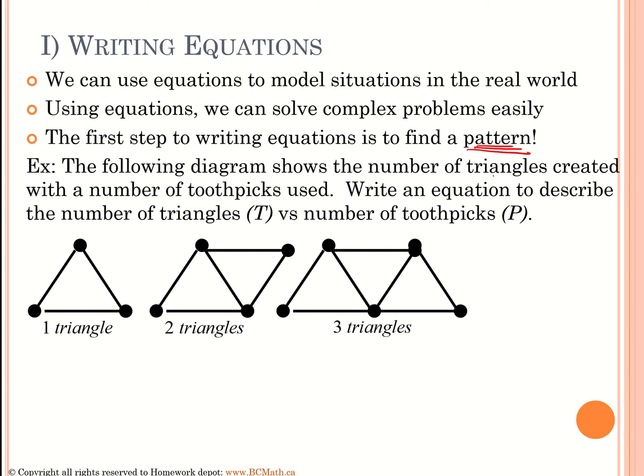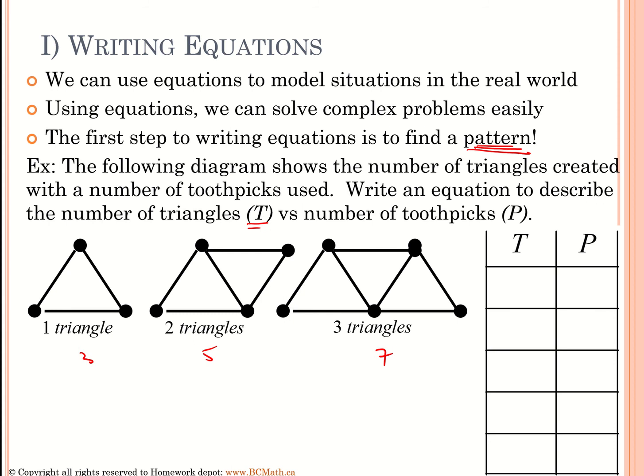What I want you to do is write an equation to describe how many triangles, which is T, versus the number of toothpicks that you needed. The first one was 3. This was like 1, 2, 3, 4, 5. This is like 1, 2, 3, 4, 5, 6, 7. So the first step is, make a table of values.